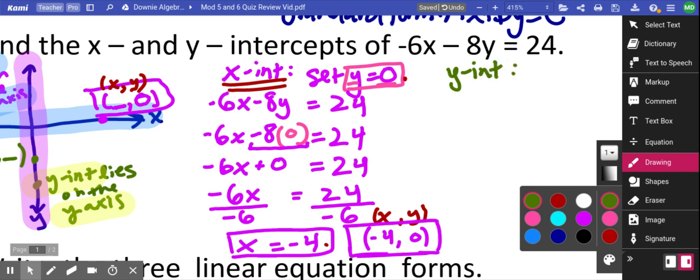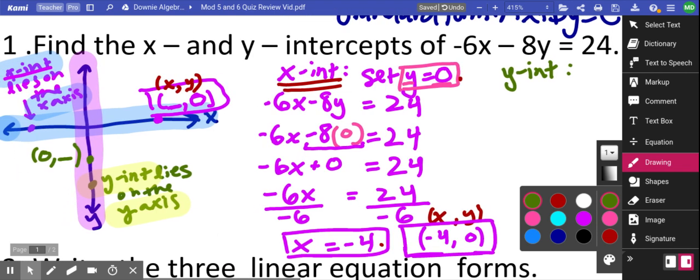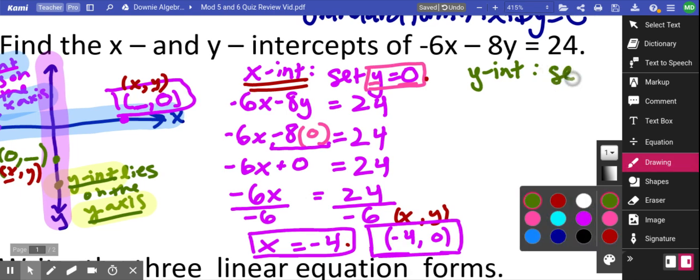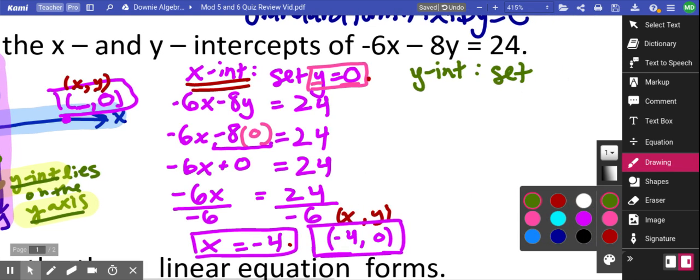Something to remember for our y-intercept, it lies along our y-axis. And what do we know about that point? Well, we know that that point, x, comma, y, well, our x is equal to 0, and we're solving for y. So we're going to set x equal to 0.